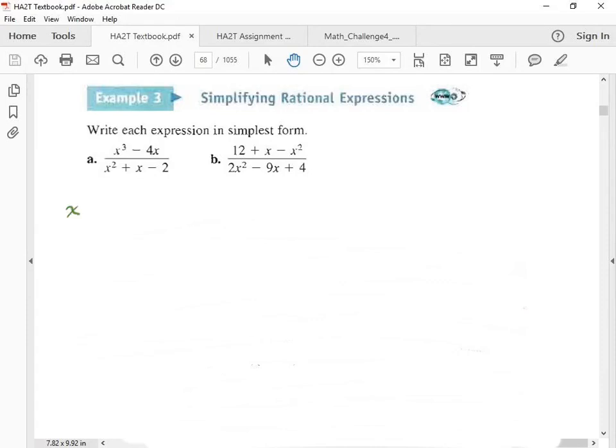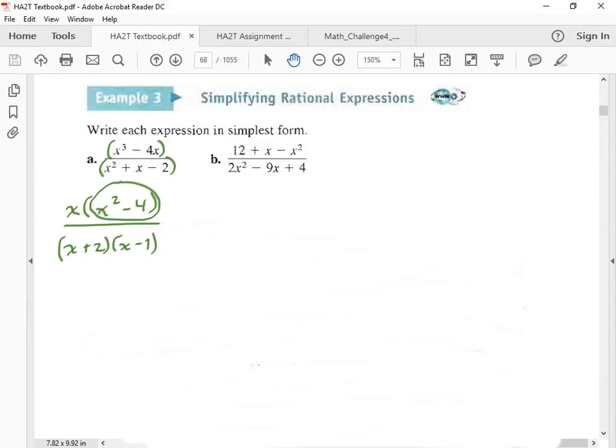So the top, I'm looking at this one, and I can see that I could take an x out of both of those terms. And then I can see I can factor some more, but I'm going to wait on that. I'm going to factor the denominator first, and then I'll factor the top some more. For the denominator, I'm looking for what multiplies to give me negative 2 and adds to give me positive 1. So I'm thinking, what is that? Positive 2 and negative 1. Alright, so (x + 2)(x - 1). If you haven't factored a lot, you should probably write stuff down so you don't mess that one up.